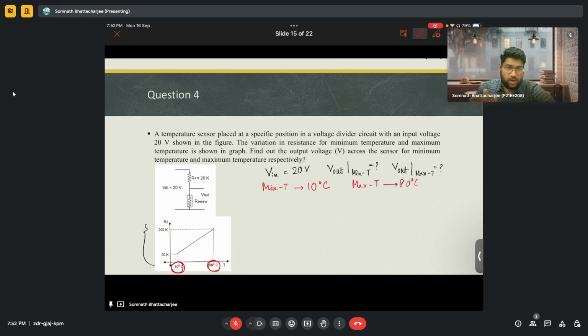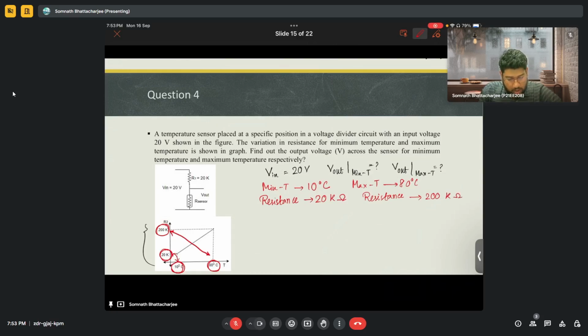And corresponding to that temperature, we also need to know the resistance of the sensor. Corresponding to 10 degrees centigrade, its value is 20 K. So at the minimum temperature, the resistance is also minimum, which will be 20 kilo ohms. And the maximum resistance at the maximum temperature will be nothing but 200 kilo ohms.